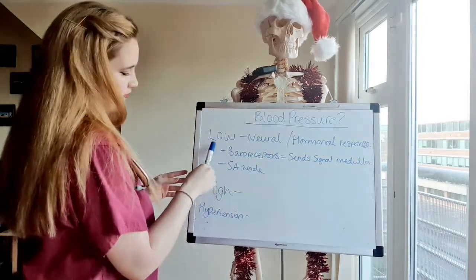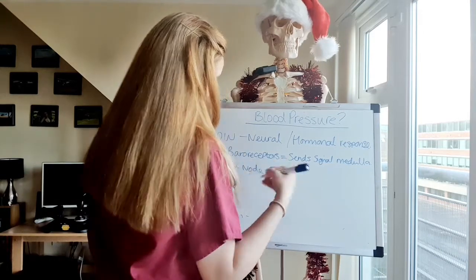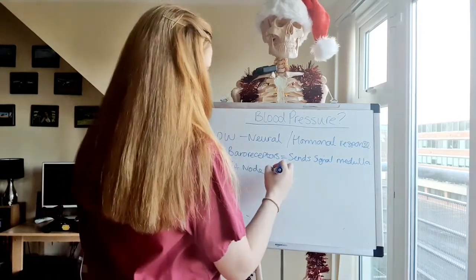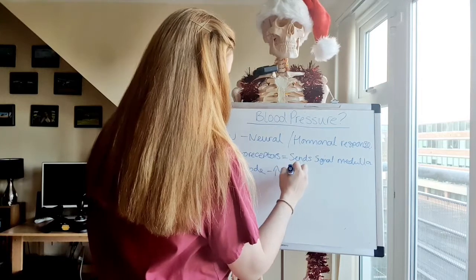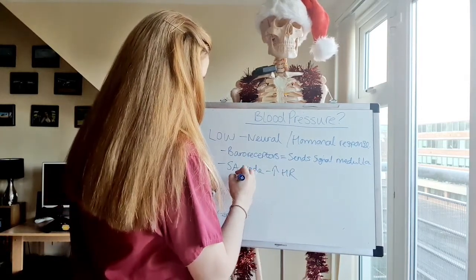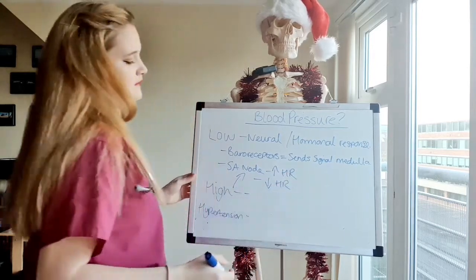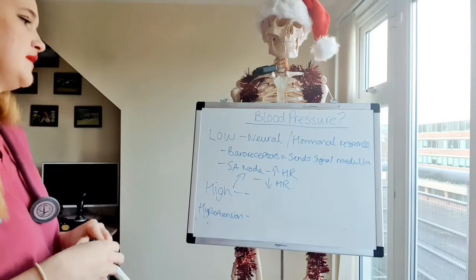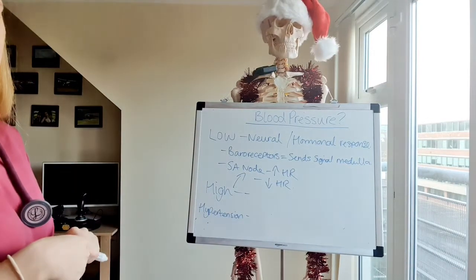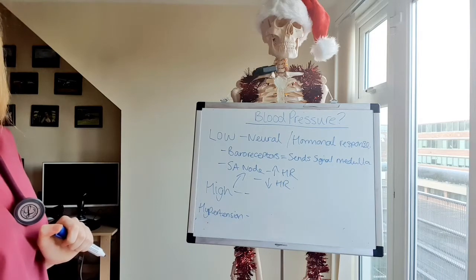and if you have low blood pressure it will tell the SA node to speed up, so increase your heart rate, and if you have high blood pressure it will act on the SA node to decrease your heart rate, so as to attempt to restore a normal blood pressure there, or at least bring it down or up from what it was.